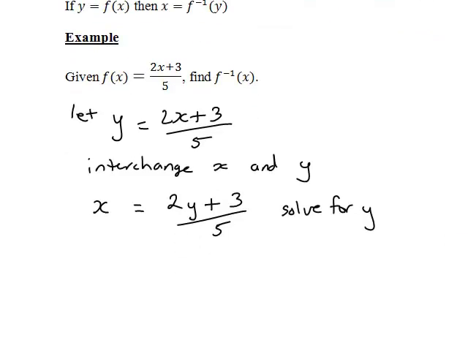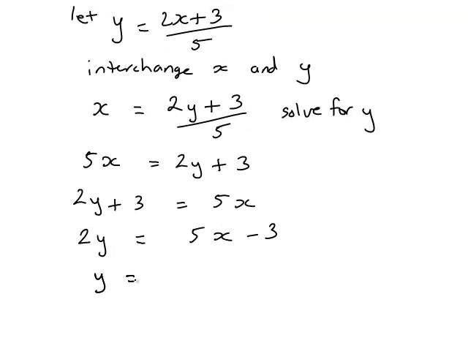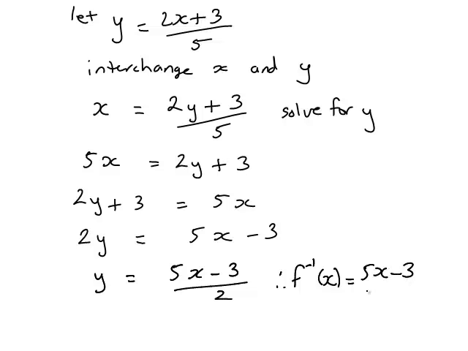To make y the subject, we start by multiplying both sides by 5 to get 5x equals 2y plus 3. We could then swap the sides around so that y is on the left-hand side, so 2y plus 3 equals 5x. Trying to isolate y, we subtract 3 from both sides, giving 2y equals 5x minus 3. Finally, we divide both sides by 2, so that y equals (5x minus 3) divided by 2. That is, in this case, the inverse function of x is (5x minus 3) divided by 2.